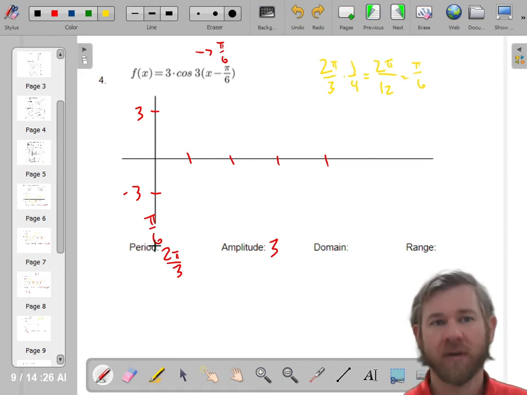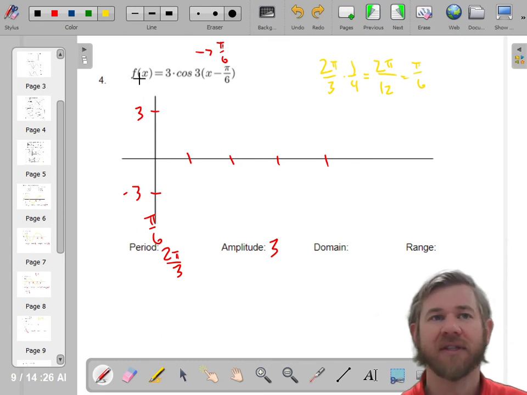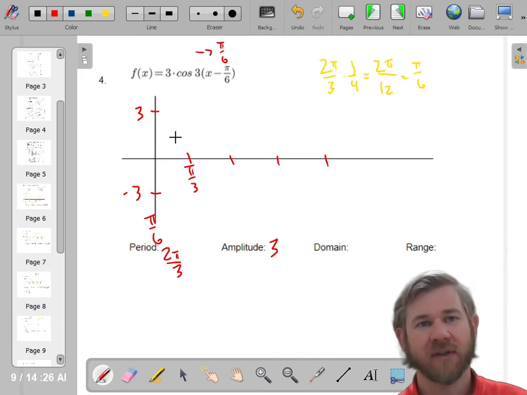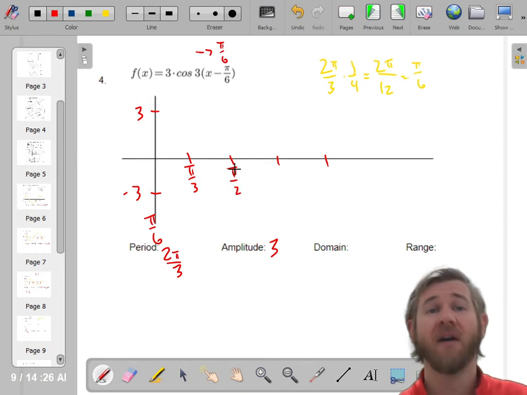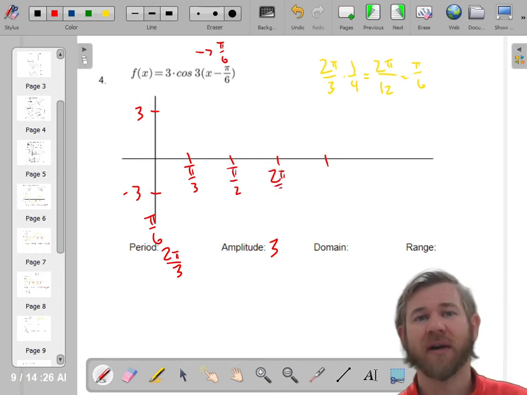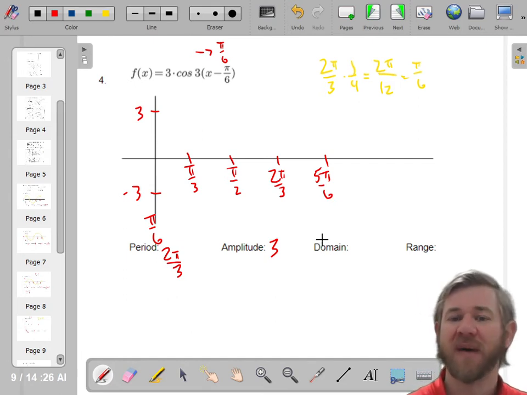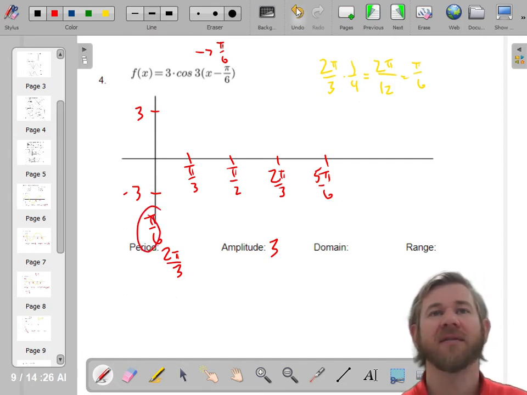Okay, this is 1 pi over 6. If I add pi over 6, now I'm at 2 pi over 6. 2 over 6 is 1/3, so pi over 3. 1 pi over 6, 2 pi over 6, 3 pi over 6, 3 over 6 is 1/2. 4 pi over 6, 2 pi over 3, and then 5 pi over 6. So the period is 2 pi over 3, but since we started at pi over 6, we don't end until 5 pi over 6. I've got it labeled.